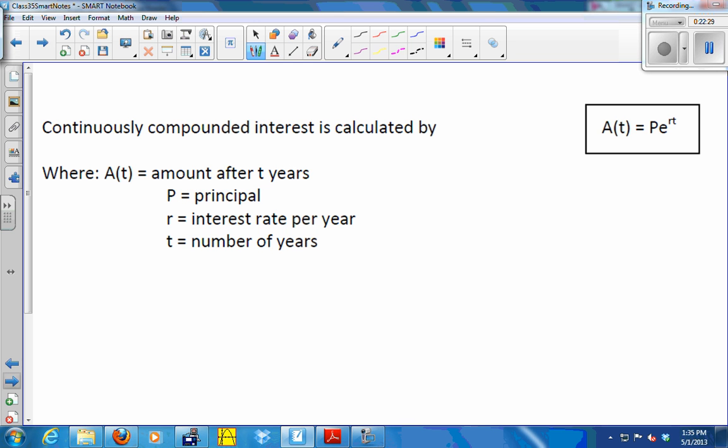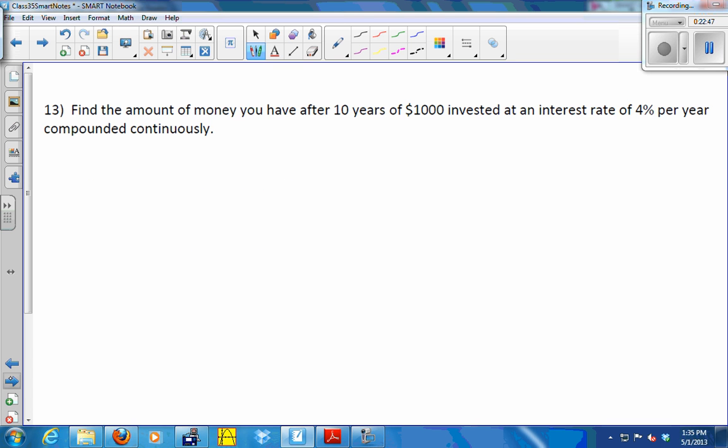So here it is again, wrote it all out. Our interest rate per year as a decimal. Okay, so see if you can solve this one. In your groups, you have $1,000 invested for 10 years at a rate of 4% compounded continuously. How much money is in the account?